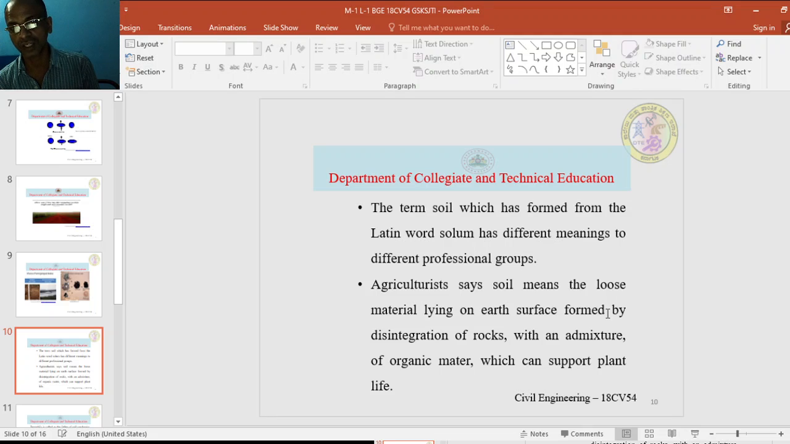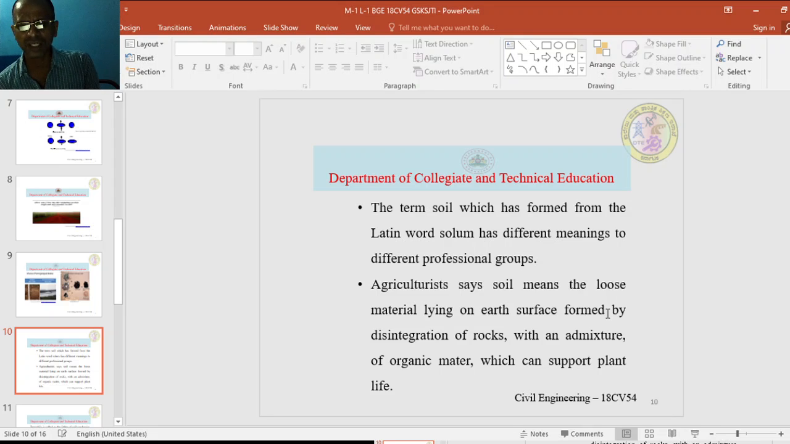If you ask a geologist what is meant by soil, it is just disintegrated parent rock. If you ask a civil engineer, it is a construction material. If you ask a geotechnical engineer, they will say soil is the one which takes the structural load and transfers the structural load stresses slowly into the low lying area.